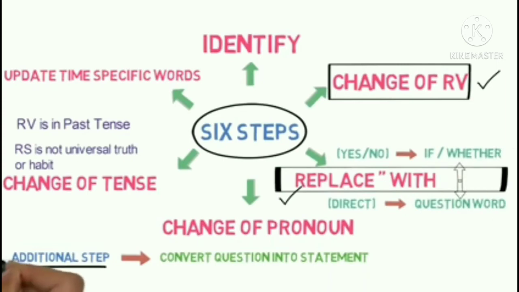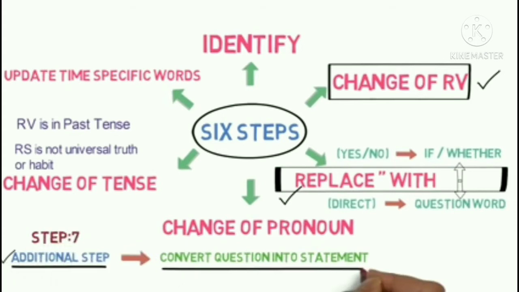Moving to the additional step, that is step number 7. After using all the 6 steps, that is converting question into statement. Hence, changing an interrogative to an assertive sentence. That means we change the question mark into a period or a full stop. Now let's apply all these 7 steps in examples.